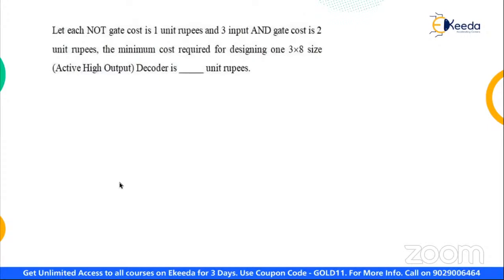Okay, so that's what the question is. Let us assume that every NOT gate required costs 1 rupee and a 3 input AND gate costs 2 rupees. The minimum cost required for designing a 3:8 size active high output decoder is, okay. So for that, I'm sure you remember the 3:8 decoder's working.